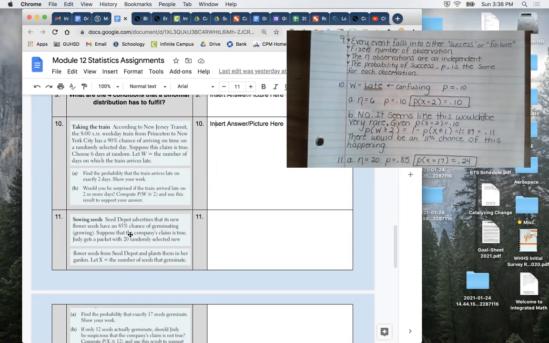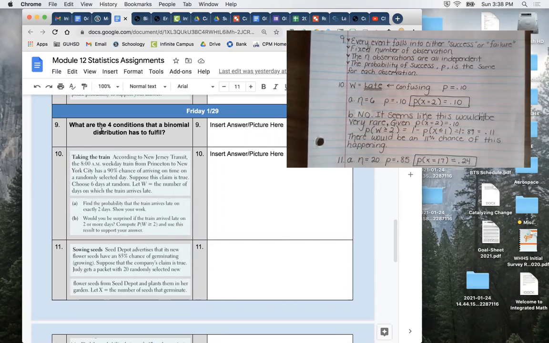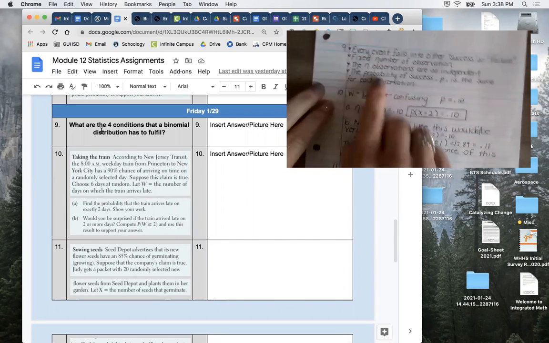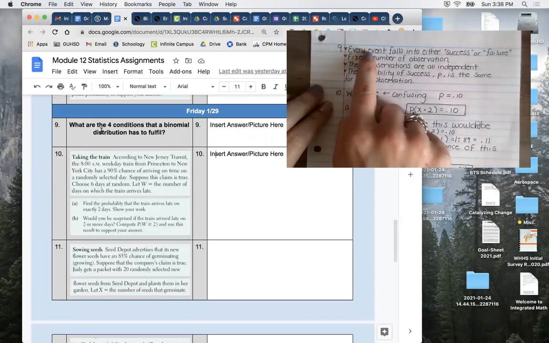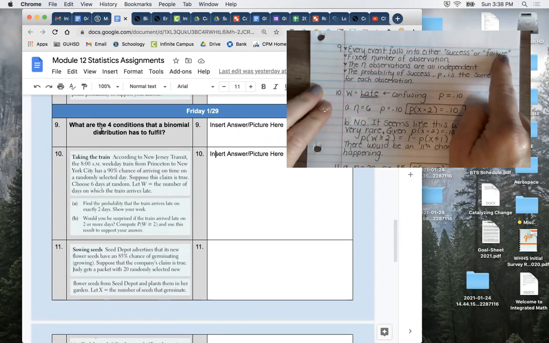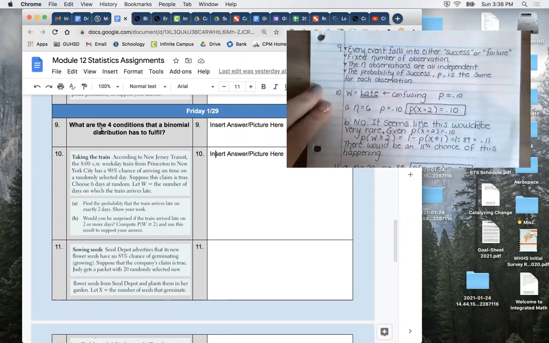I'm probably not going to open each one. I'm just going to go through this one quickly since it is review. This is to write the four conditions for a binomial distribution. And these are the four different conditions. Everything must fall into a success or fail. Okay, that's the binomial part of it. There are two answers for each.